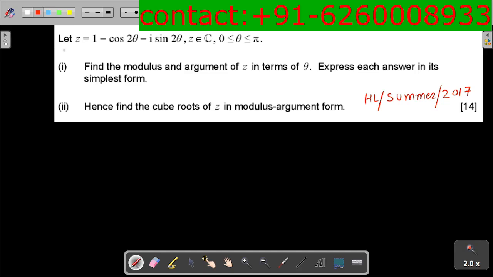This question says: let z = 1 - cos 2θ - i sin 2θ, where z belongs to the complex numbers and θ lies between 0 and π. We have to find the modulus and argument of z in terms of θ and express each answer in its simplest form. So let us start this question.